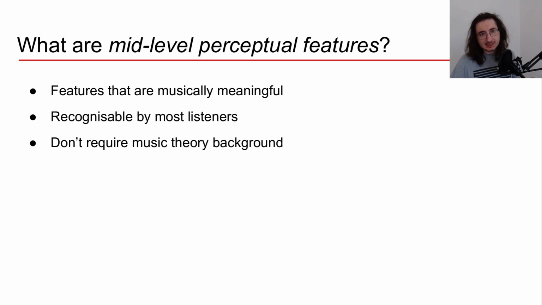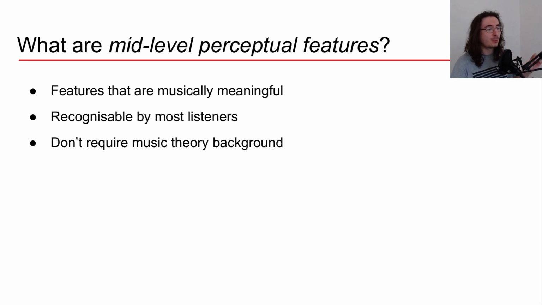Now, an example of a musically meaningful feature that is still not a mid-level perceptual feature could be, for example, a cadence, right? So a perfect cadence or certain chord progressions. These are still musically meaningful, but you have to be a music expert to understand what they are and to recognize them. Okay, this is a perfect cadence, this is a plagal cadence, but if you've never heard of music theory, you don't know what these things are. So mid-level perceptual features, on the other hand, are recognizable by most listeners.